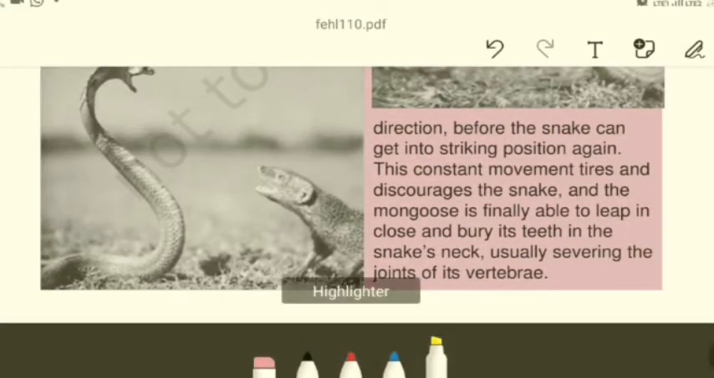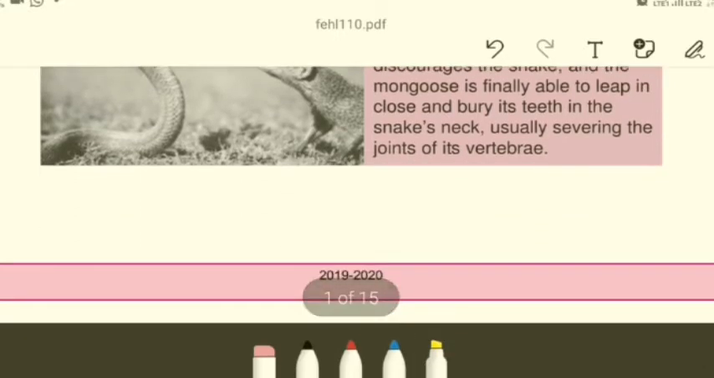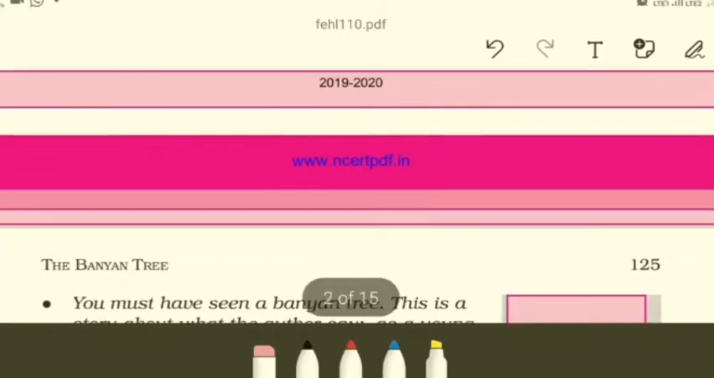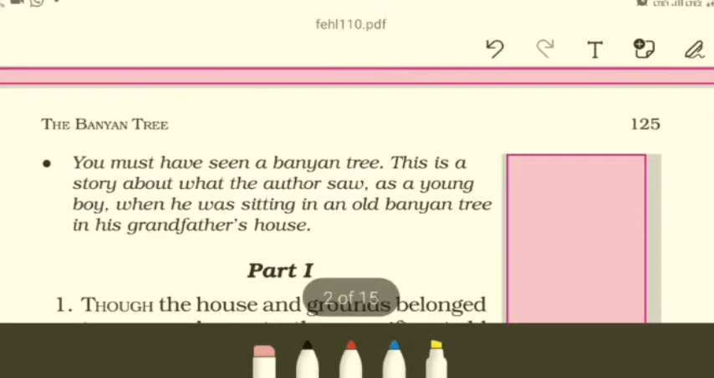By taking the advantage of the snake's tiredness. This is a wonderful policy, you can say. Wait for your opponent, fight it up front, and then strike.